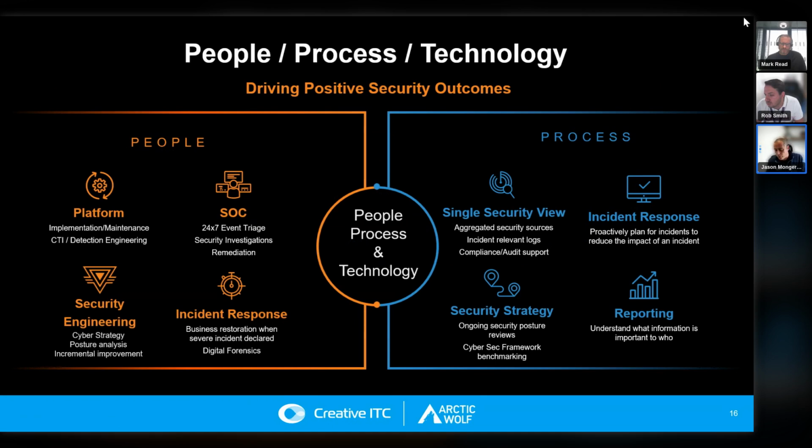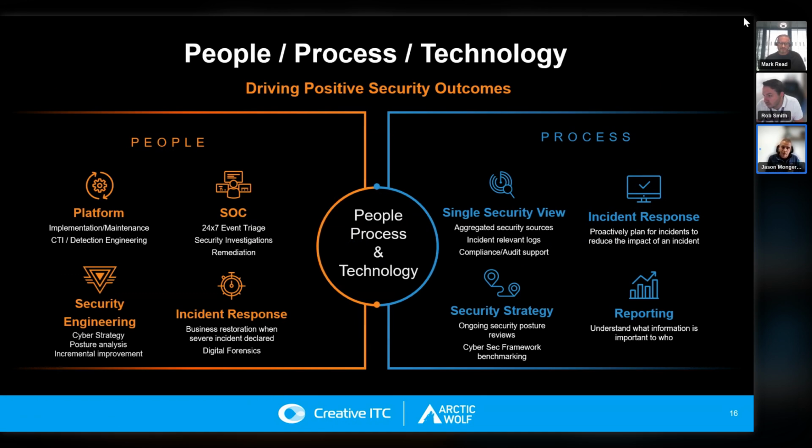But whether from a third party or building it yourself, it does take a lot of people to be effective in cybersecurity. If you think about aggregating all of your security telemetry together, you need some sort of platform to do that, whether it's on-prem or in the cloud. But then how do you implement that platform, maintain that platform? Threat intelligence is needed in that platform, and you need to do continual detection engineering because threats evolve on a daily basis. And that takes people to maintain that platform.